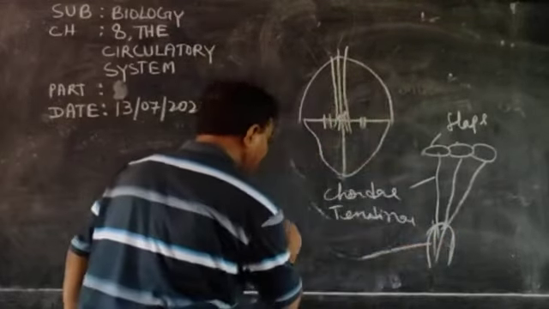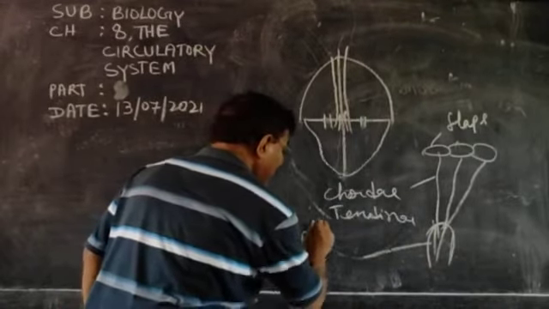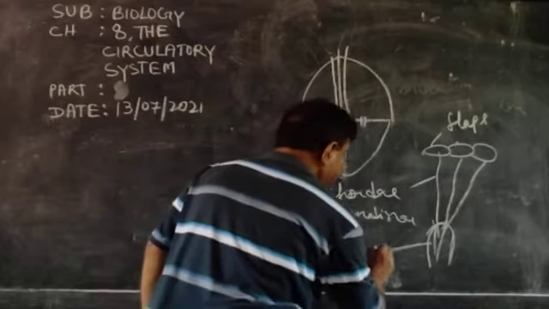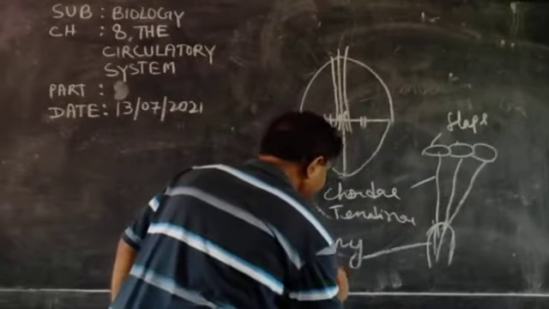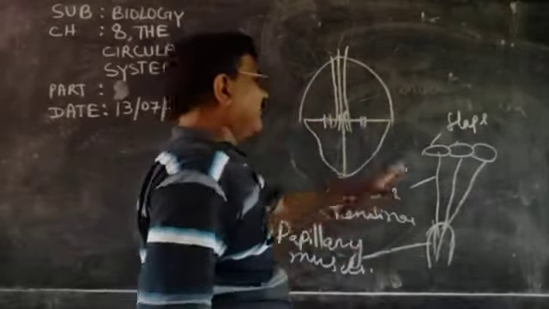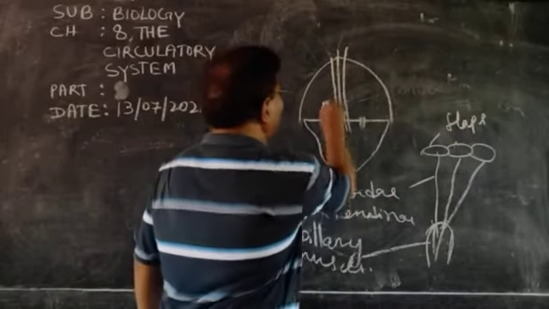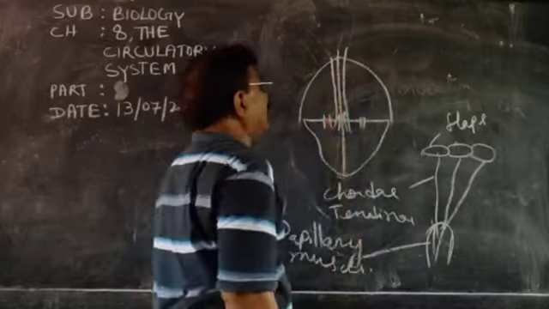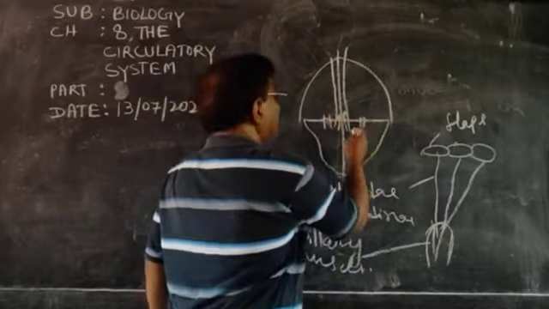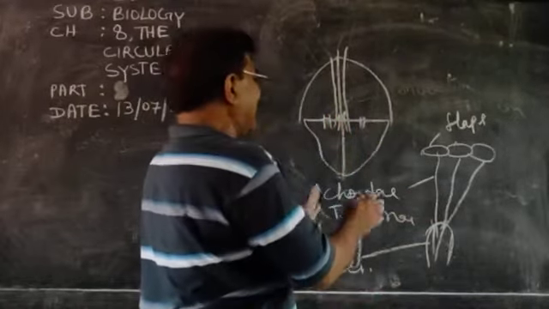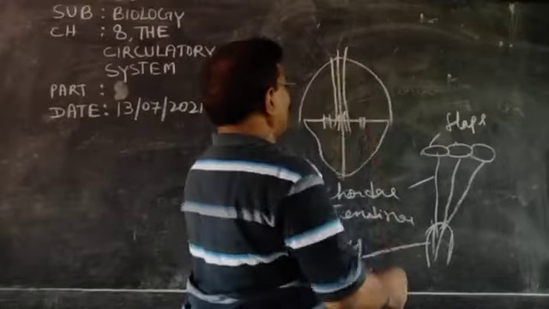This one is papillary muscle. From this, the chordae tendineae arise. Very clear? And the flaps are held. What will happen when this will contract? Naturally, the blood will try to go back to the auricle, but these are held by the chordae tendineae, and the blood will not return to the auricle.